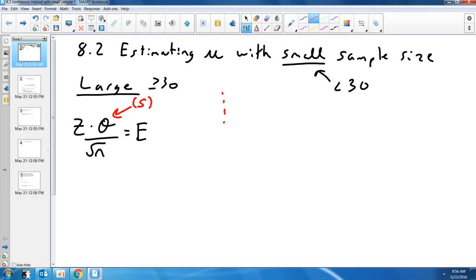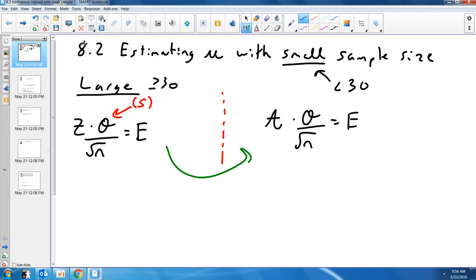Now what we're going to do is go from that to something called a T. And so instead of a Z, we're going to have a T. And therefore, that's how we're going to determine the error. And this T, the T value, is going to be found by a different table. And this is for the small sample size.